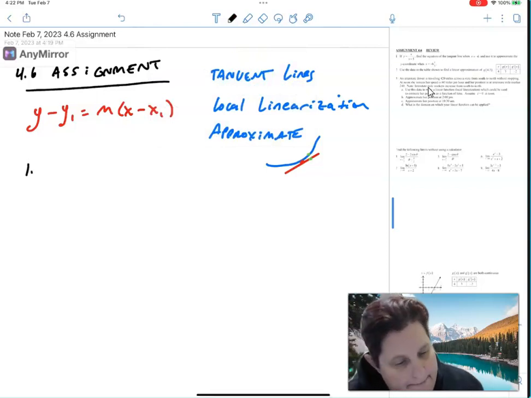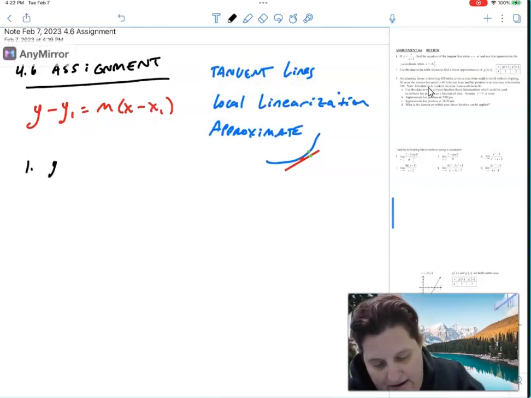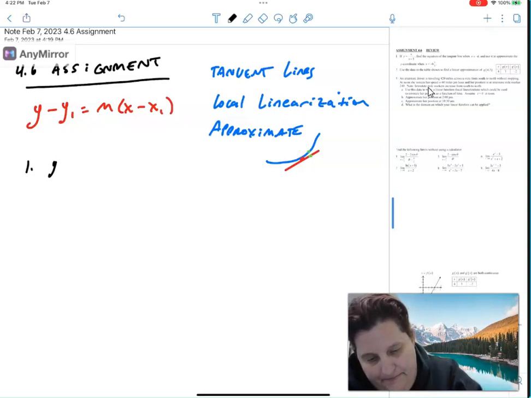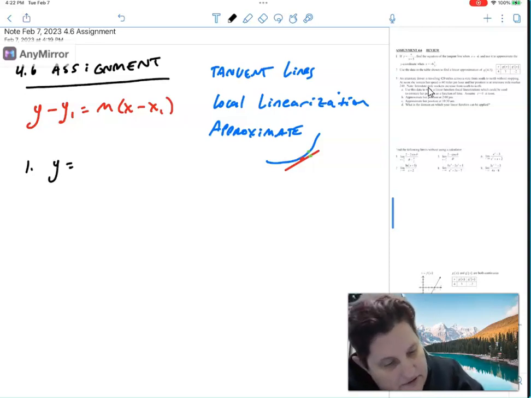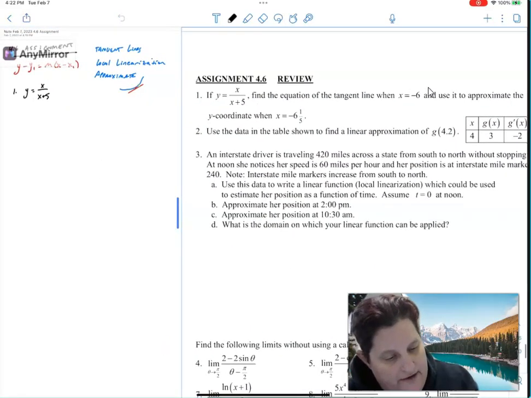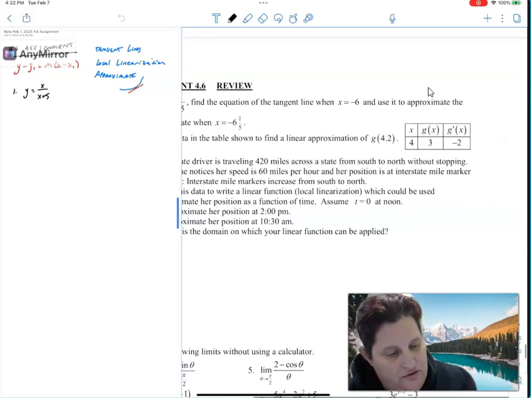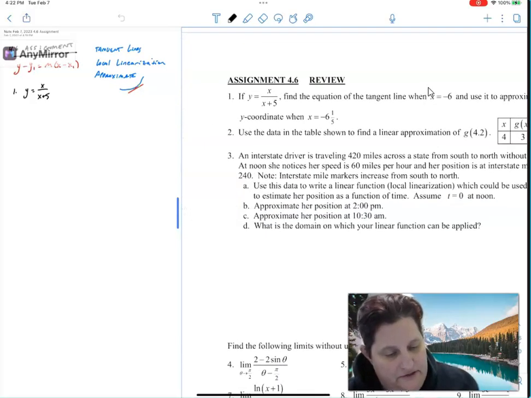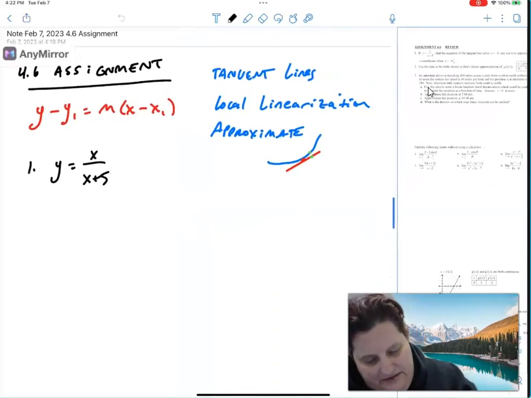So for number one, it says if y equals x over x plus 5, find the equation of a tangent line when x is negative 6, and then use it to approximate negative 6 1/5. So let's just start with the first part. Find the equation of a tangent line when x is negative 6.